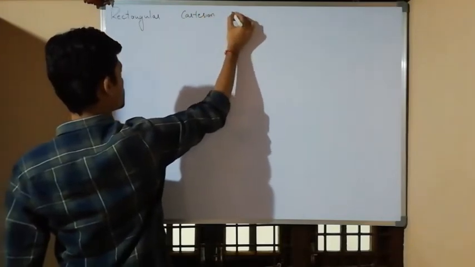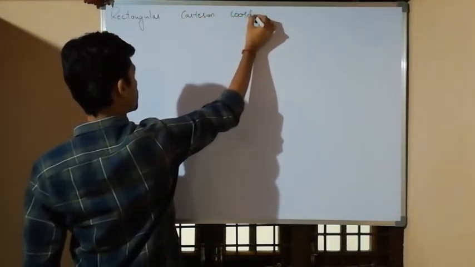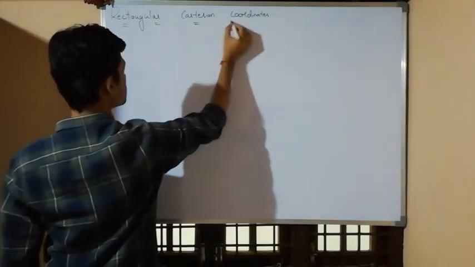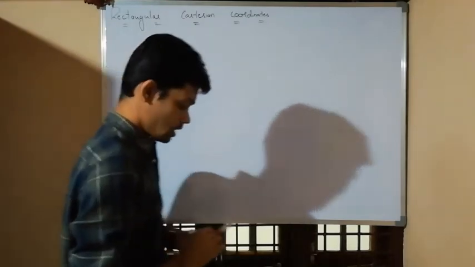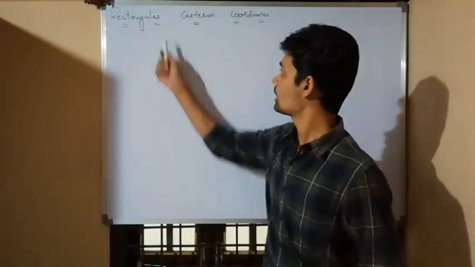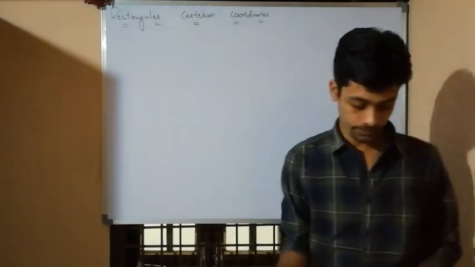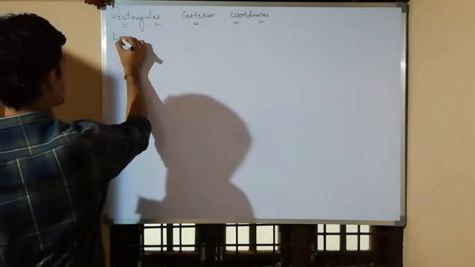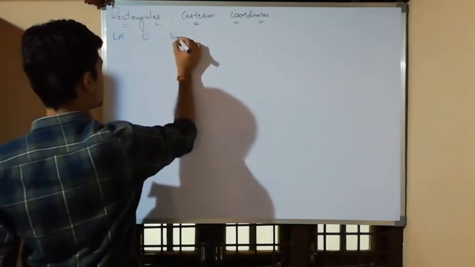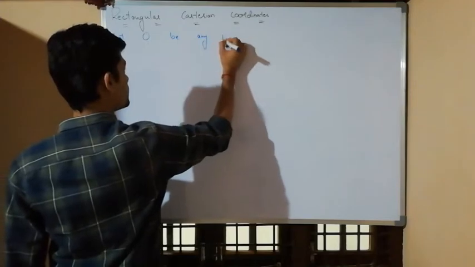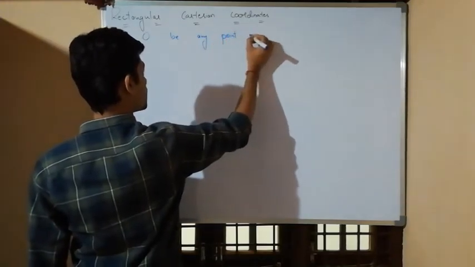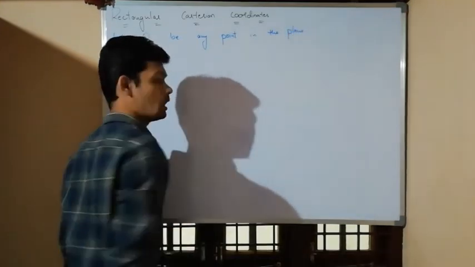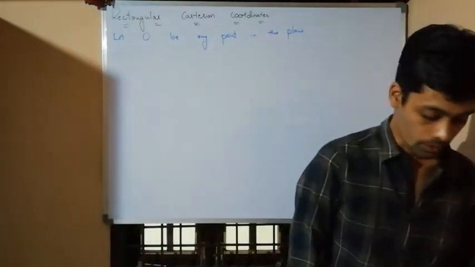Now, Rectangular Cartesian coordinates. Let O be any point in the plane.